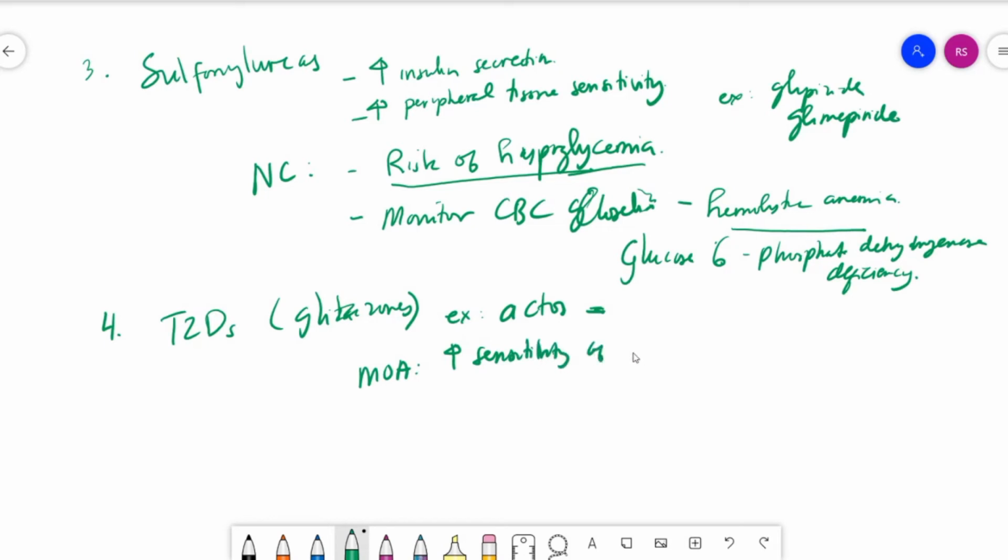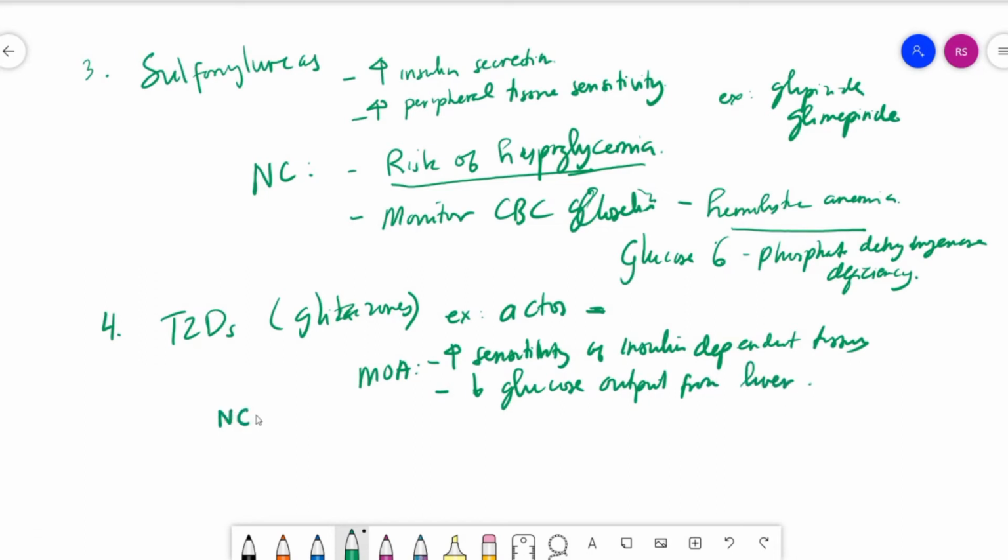So the mode of action for this one would be increased sensitivity of insulin-dependent tissues, like skeletal muscle, your muscles, or adipose, your fat tissue. Basically, increased sensitivity to insulin and decreased glucose output from the liver. So the mechanism of action is almost the same as biguanides.